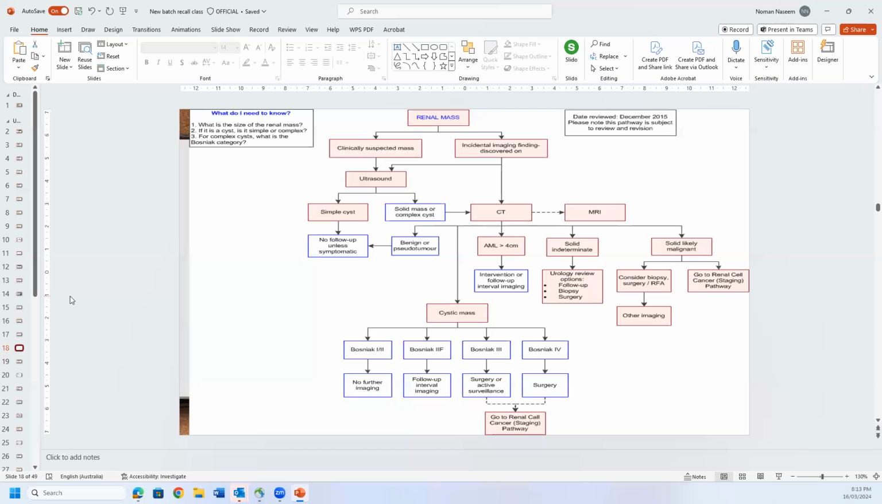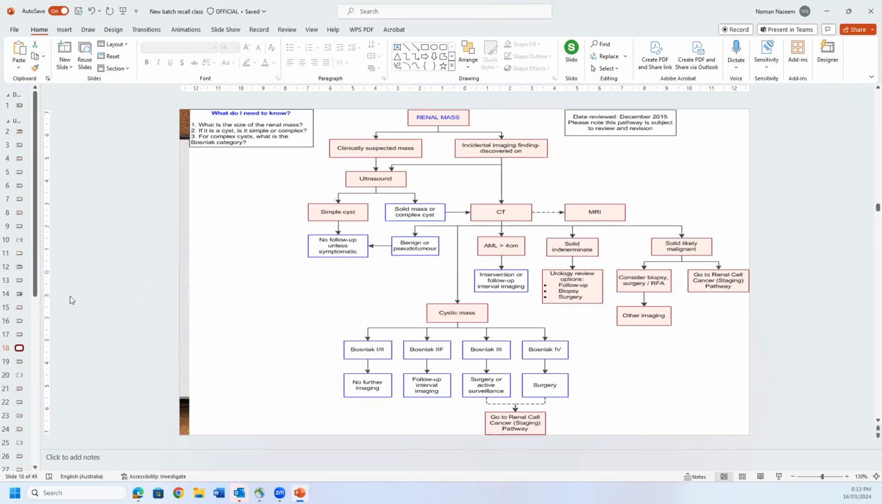So renal mass, if it's clinically suspected or if it's an incidental discovery on ultrasound or a CT scan. If it's an incidental discovery on an ultrasound, what you need to do is a CT scan. If it's a simple cyst, like we have discussed with the Bosniak score of 1 or 2, no further follow-up is required unless the patient is symptomatic.